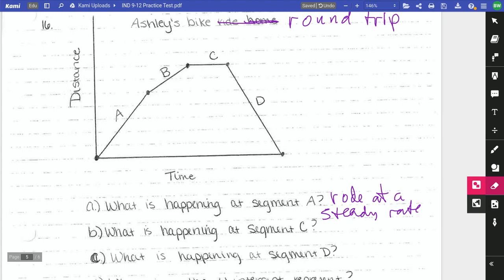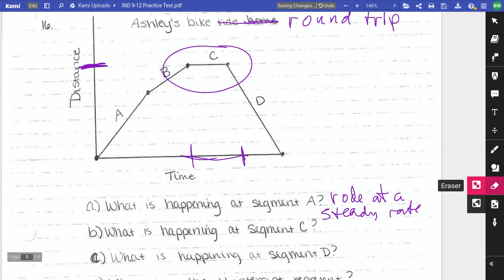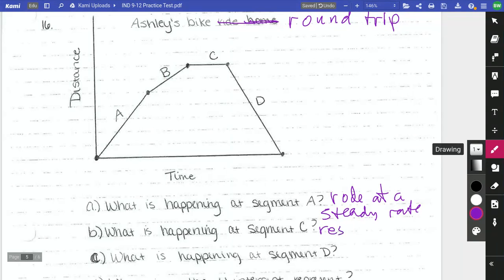Okay? So what's happening in segment C? Well, segment C is where the graph is flat. Distance is not increasing. However far she was from home at this point in time, she's the same distance at this point in time, right? She's this far, whatever that is. So she's not going anywhere. So we could just say resting or stop to rest or something like that. Probably better to say resting because this is over a period of time. She's not going anywhere.